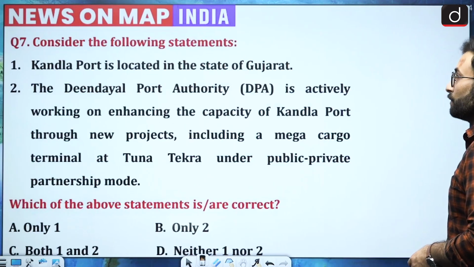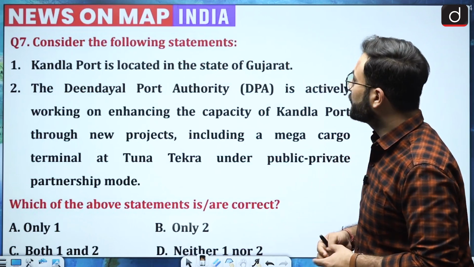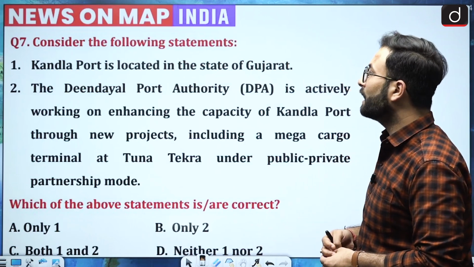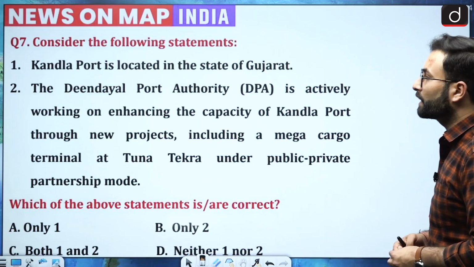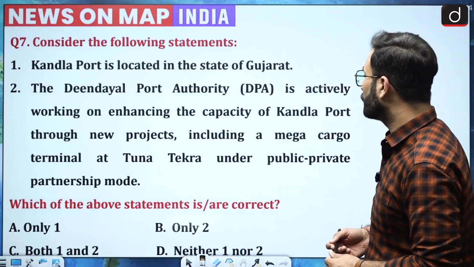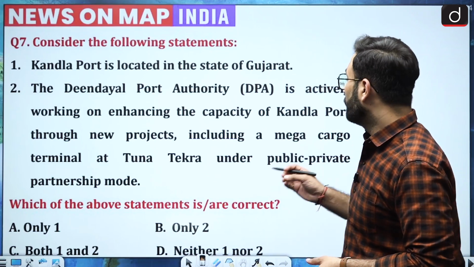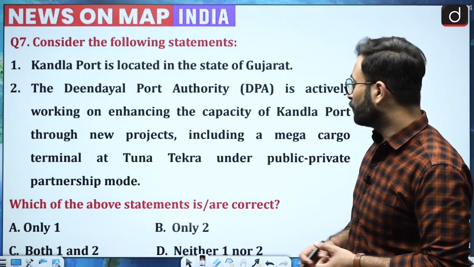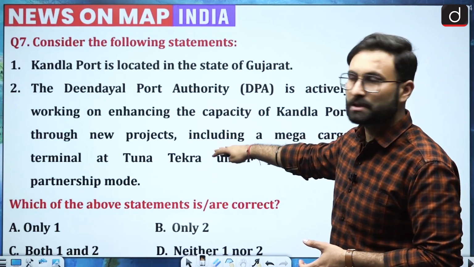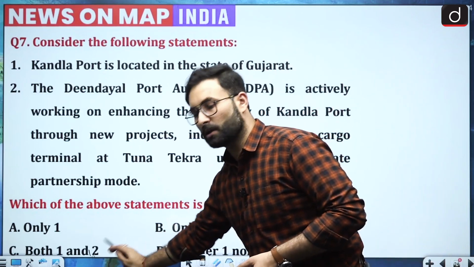Now coming to the last question, consider the following statements. Statement 1: Kandla port is located in the state of Gujarat. Statement 2 is, the Deendayal Port Authority (DPA) is actively working on enhancing the capacity of Kandla port through new projects, including a mega cargo terminal at Tuna Tekra under public-private partnership. Okay, so this was the reason because of which it was in news, and the location is in Gujarat. So both the statements here are correct. Option C is your right answer.